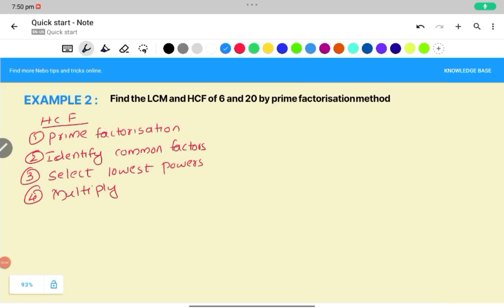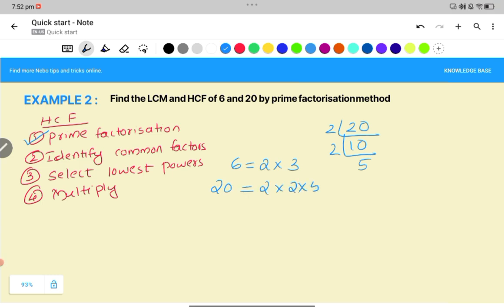Example 2. Find the LCM and HCF of 6 and 20 by prime factorization method. For finding HCF, first we have to prime factorize 6 and 20. Prime factorization of 6 is equal to 2 into 3. Prime factorization of 20 is equal to 2 into 2 into 5, that is 2 square into 5.